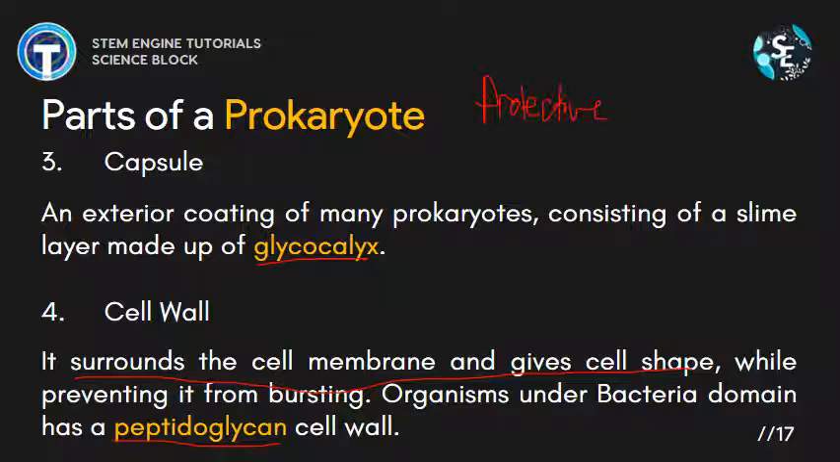So, what is the cell wall of a prokaryote typically made up of? So, organisms under the bacteria domain has a peptidoglycan cell wall. So, ito yung nagiging basis natin kung bakit tayo meron tinatawag na gram-positive bacteria and we have the gram-negative bacteria. So, it is this peptidoglycan cell wall which determines the behavior of a cell, whether it is a gram-positive bacteria or a gram-negative bacteria.